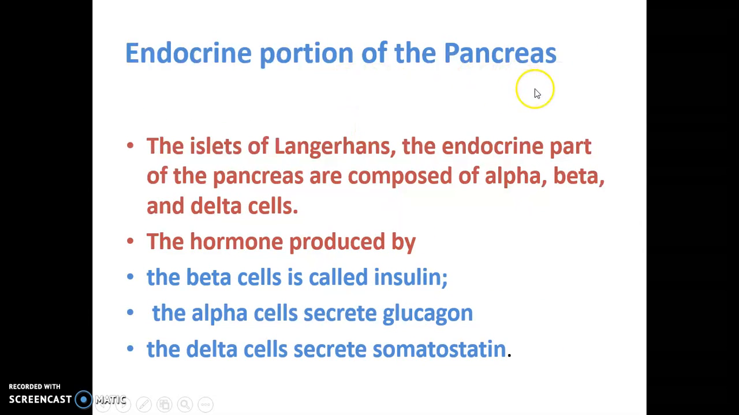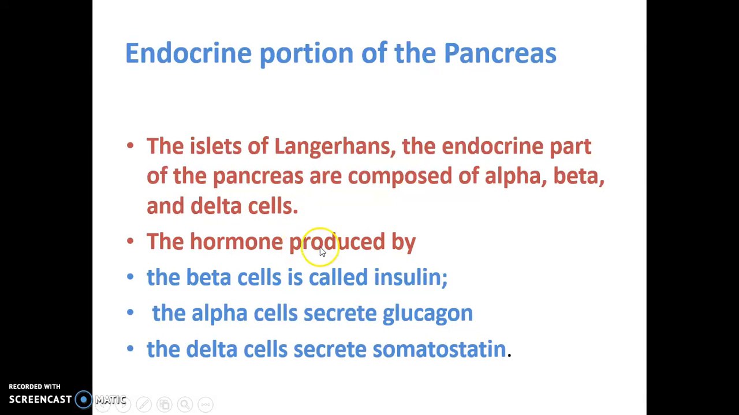Next we can see the endocrine portion of the pancreas. The pancreas also has an endocrine portion, mainly the islets of Langerhans. You may have heard about these islets of Langerhans. They are the endocrine part of the pancreas and are composed of alpha, beta, and delta cells. These cells produce hormones.